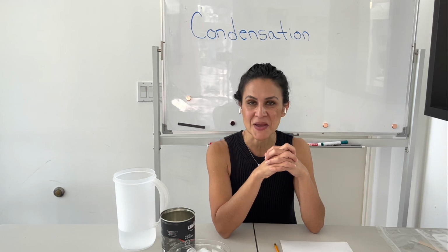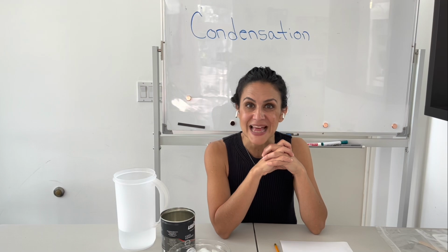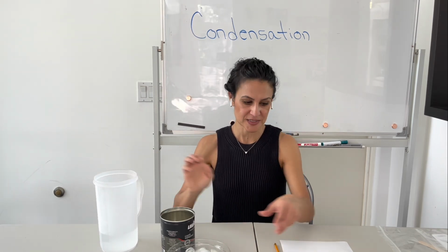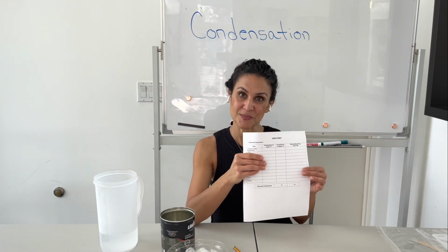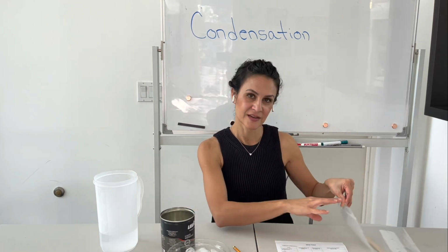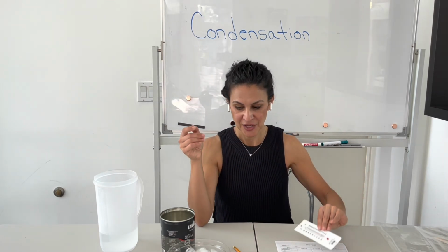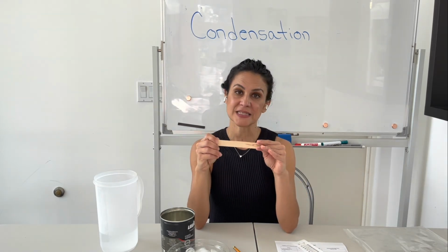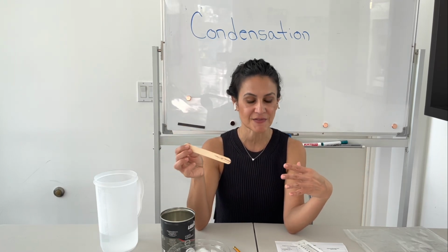Now let's do an experiment to see if we can see this a little bit better. For this lab, you're going to need a timer, water, some ice cubes, the recording sheet that's attached to the descriptions part of this video. From your enrichment bag, you're going to need a thermometer. You are going to also need a mixing tool. I'm using a popsicle stick. You can use a spoon, a spatula, whatever you have at home.